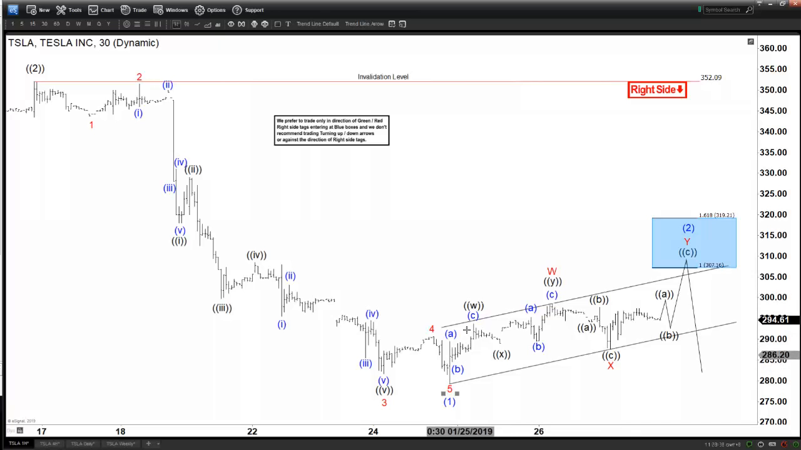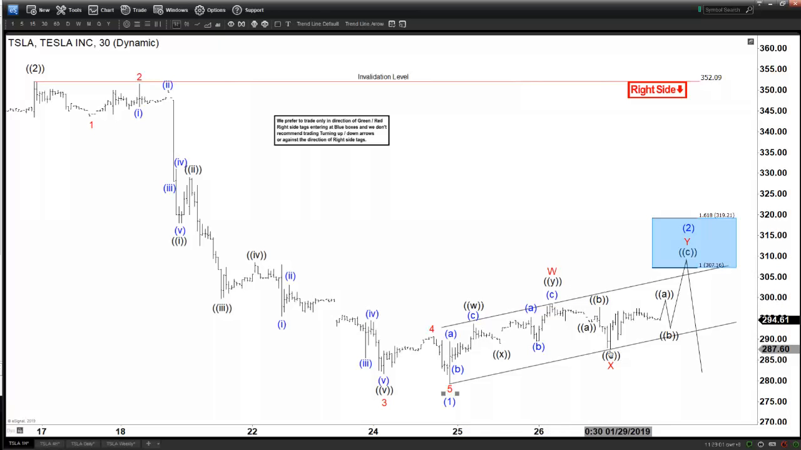So in this case, we got another WXY of a lower degree. And why don't we label it as a zigzag? Because it's clearly 3 waves here and 3 waves here, right? Because it is 3 waves, we cannot label this as an A, B, and then C. So it is best to label it as a WXY of a lower degree.